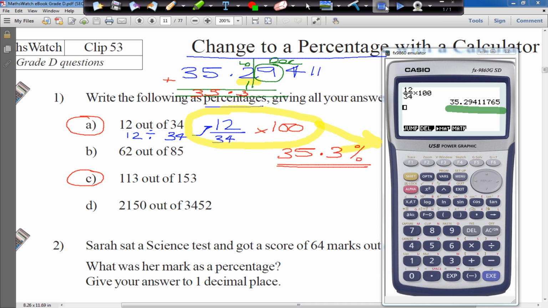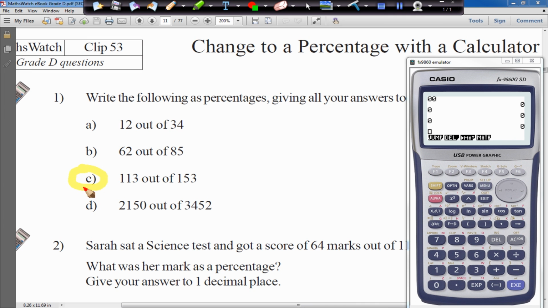Okay, I'm going to pause that now. Okay, right, welcome back. Just join with me and my students. So we have question 1C, 113 out of 153. And we said earlier that the out of here means divide. So you get 113 divided by 153. And then we have to multiply this by 100. We don't have to change into a fraction format. We can even do it like this.